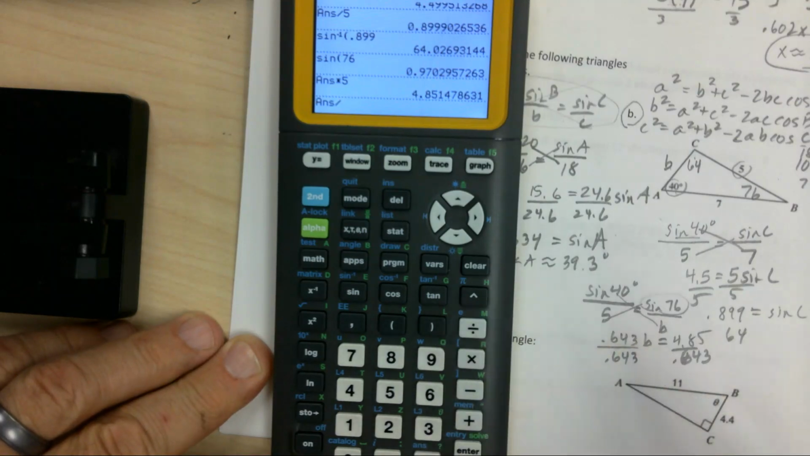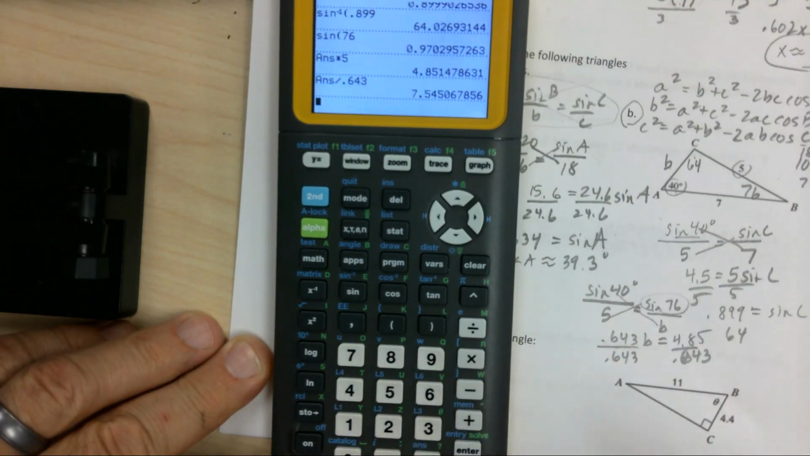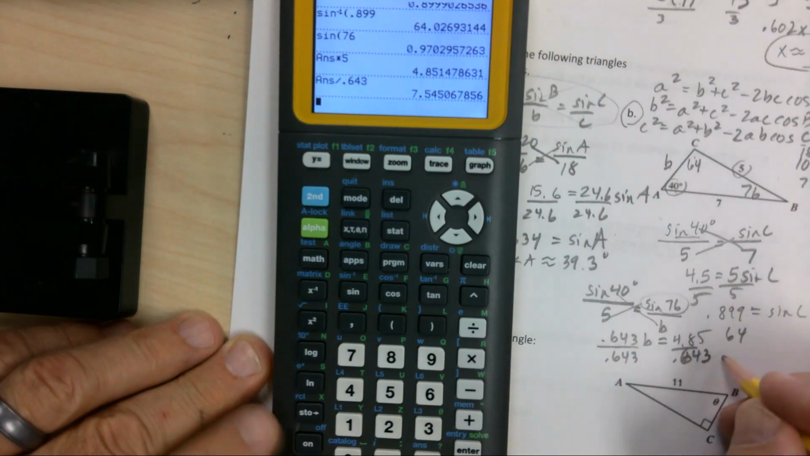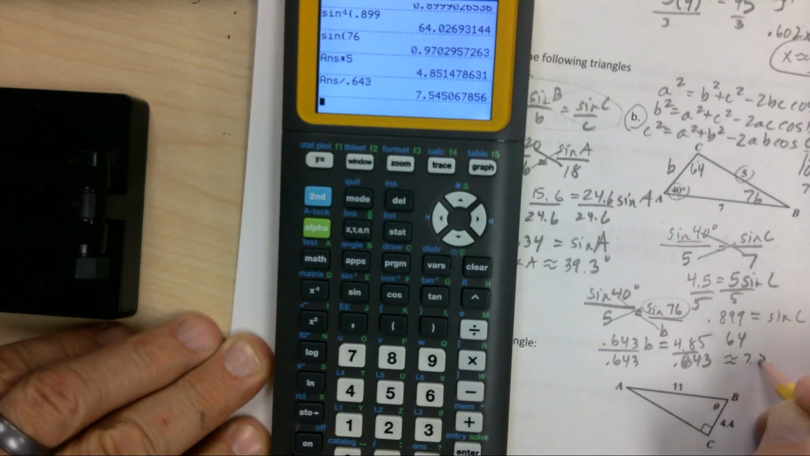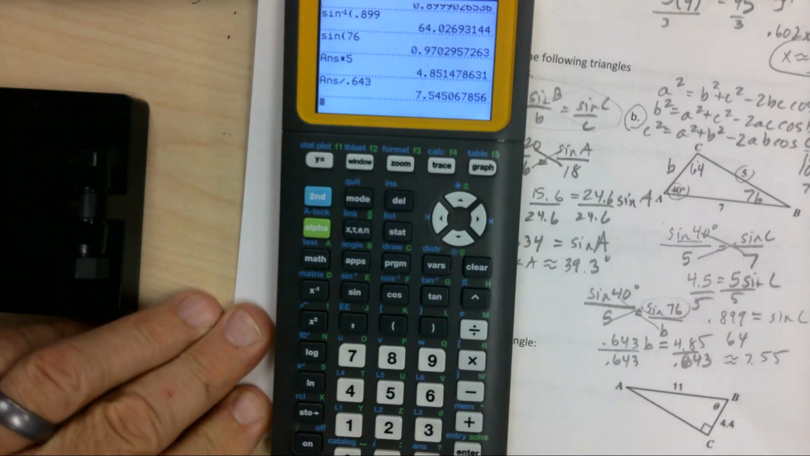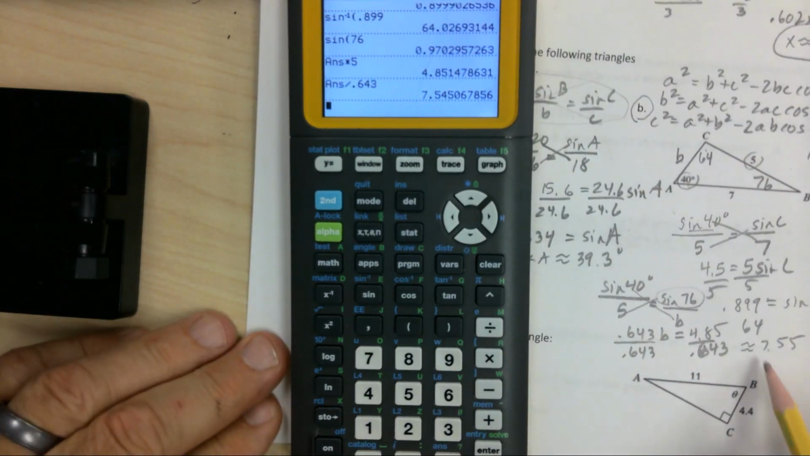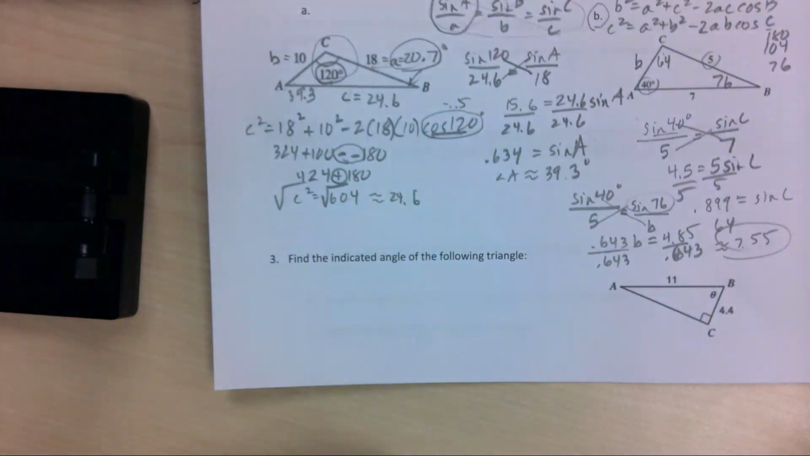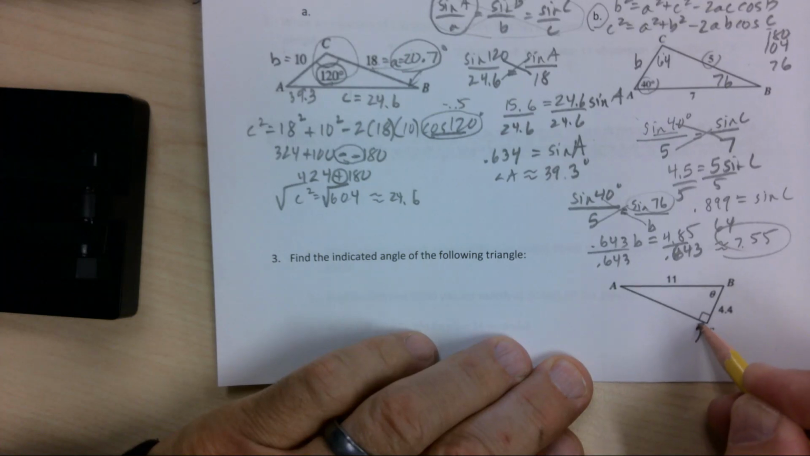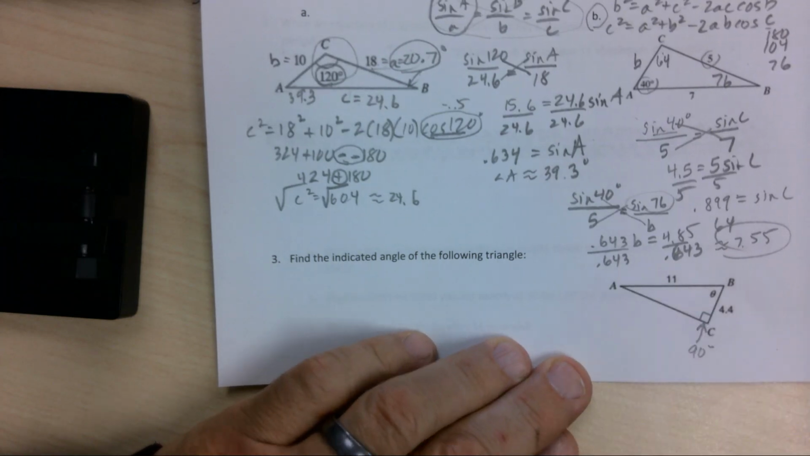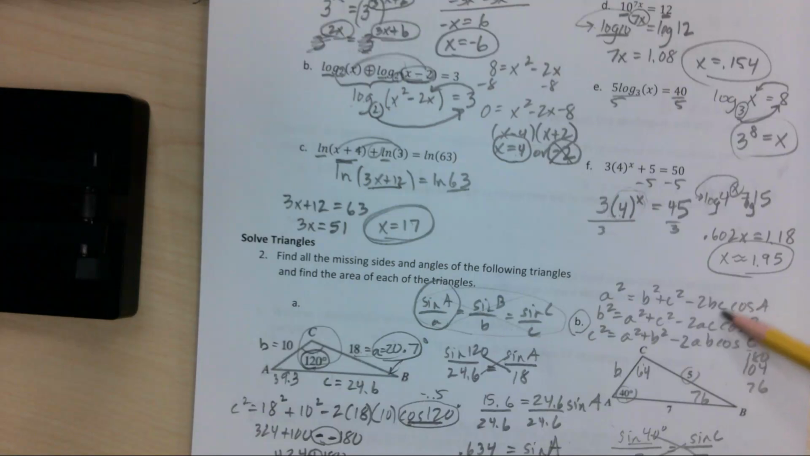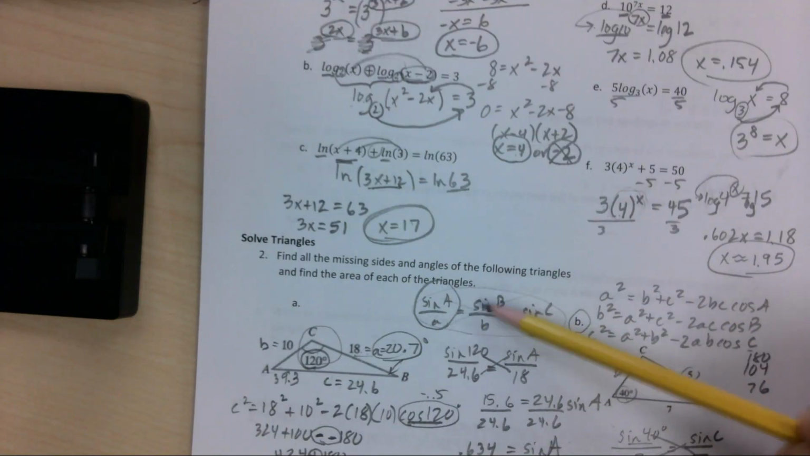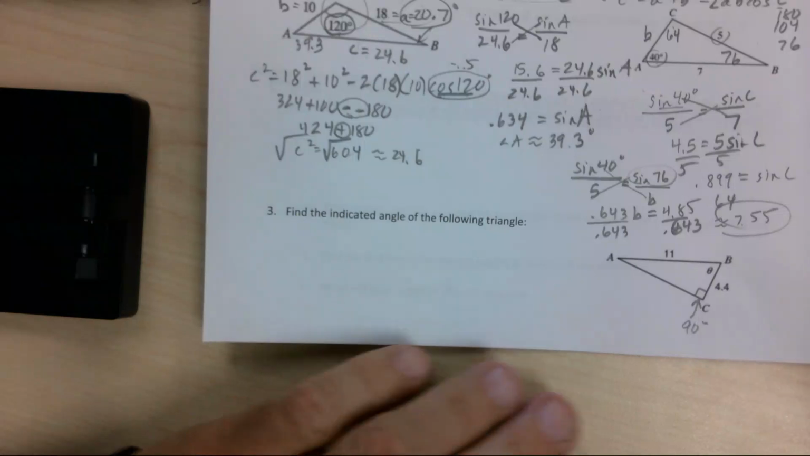So divided by 0.643, 7.55 approximately, or 7.6. Good enough. Alright, so this one's a little unique because they give us a 90-degree angle. Notice that. That means you don't necessarily need this or this. This will work, but maybe there's a little shortcut here.